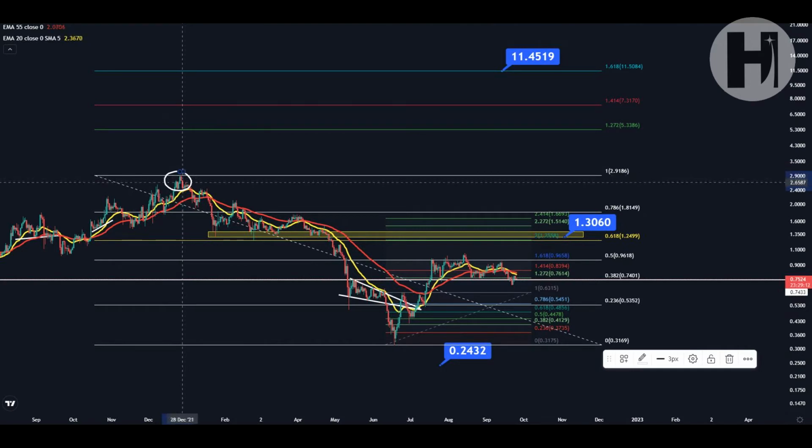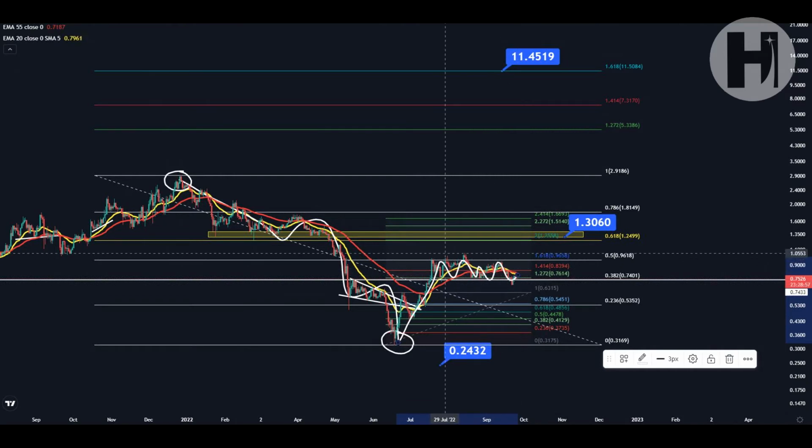$2.91. We printed that high in December of 2021. From there, we had this slope into obscurity, and we bottomed out here in June. And since then, we've been in a beautiful uptrend. Right now, we're more in a sideways channel here, as you can see, going up and down.